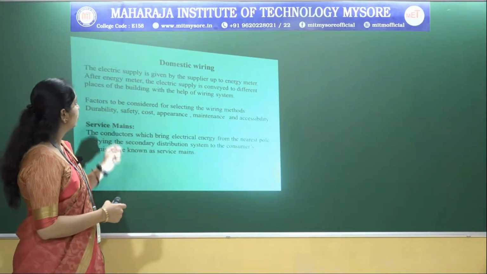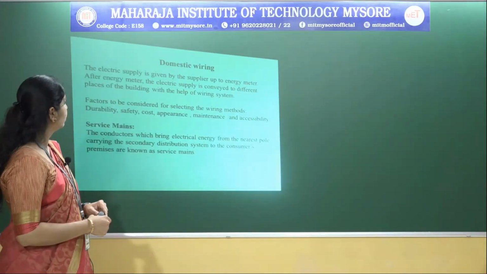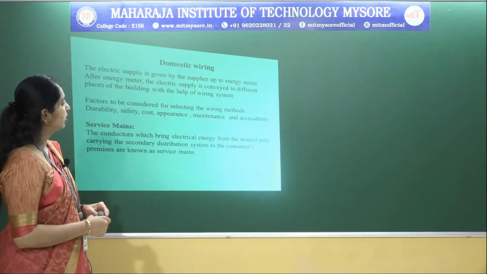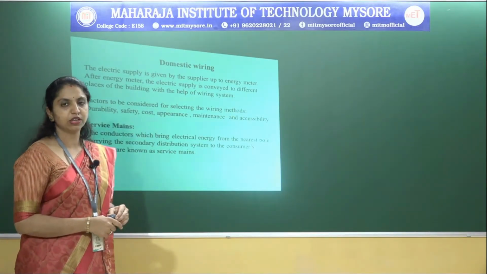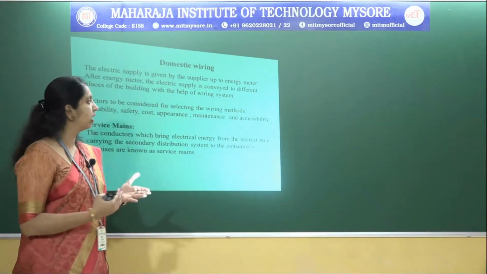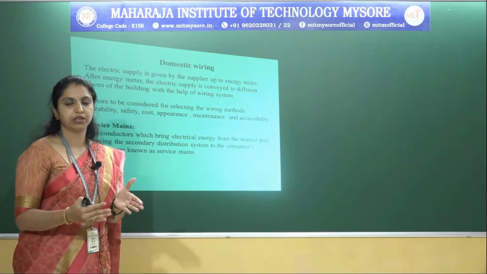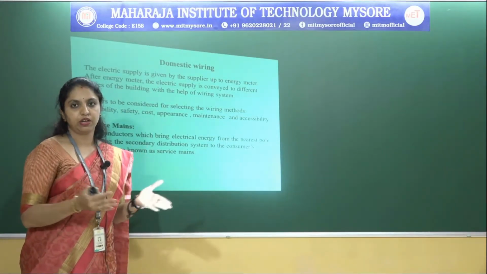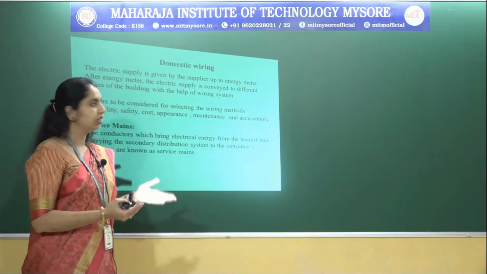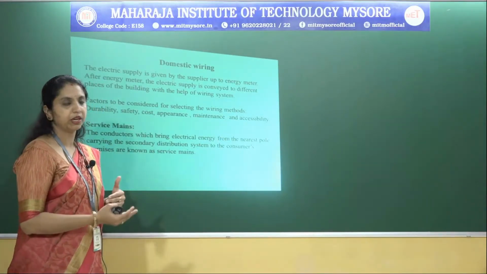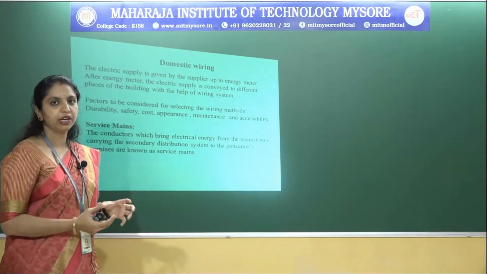Here the electric supply is given by the supplier up to the energy meter. After the energy meter, the electric supply is conveyed to different places of the building with the help of a wiring system. We know that the supply will be provided by the supplier, and once it reaches the energy meter, where you find it at your places, from the energy meter the supply is conveyed to different places of the building with the help of the wiring system.